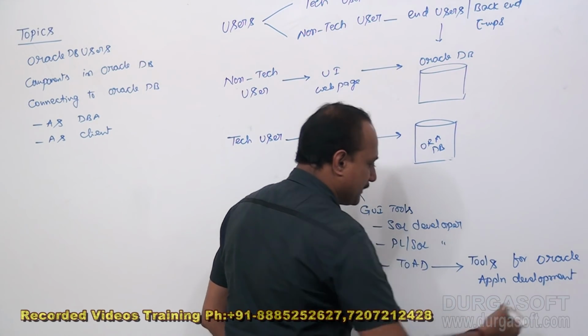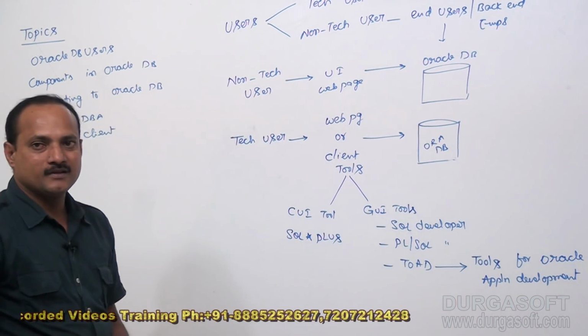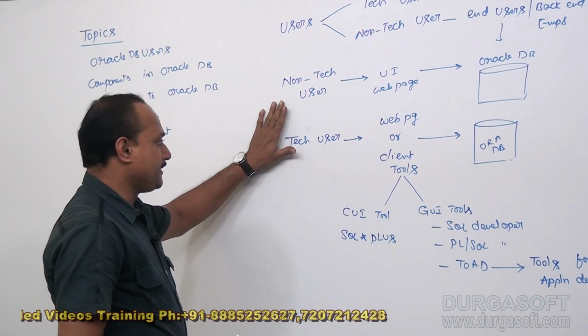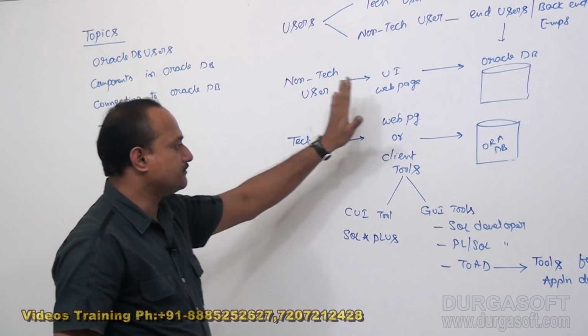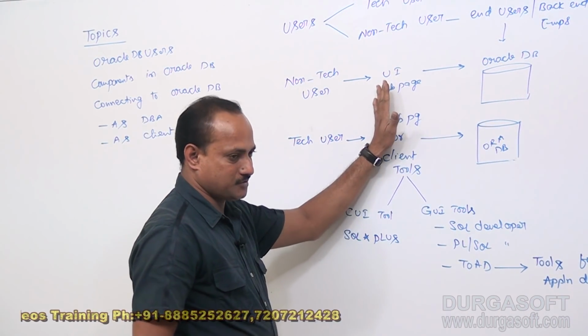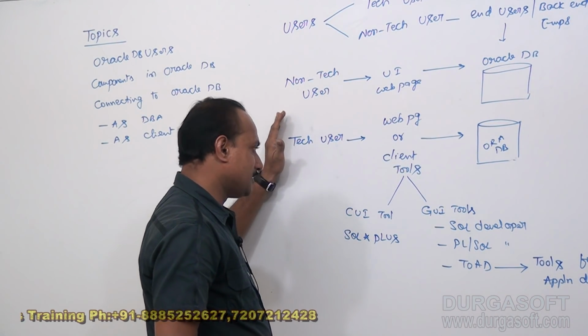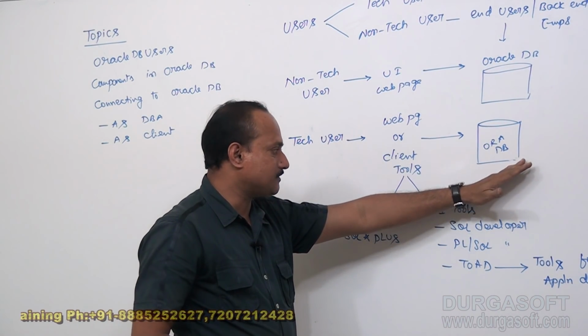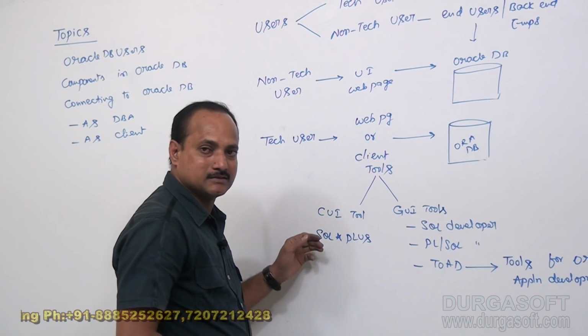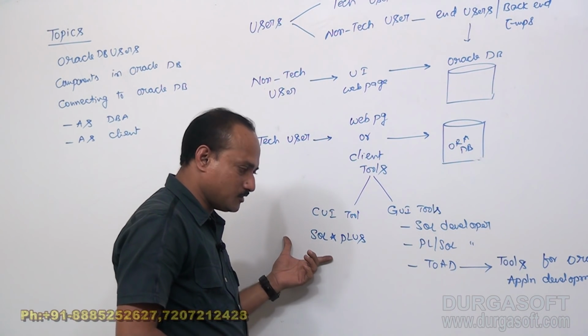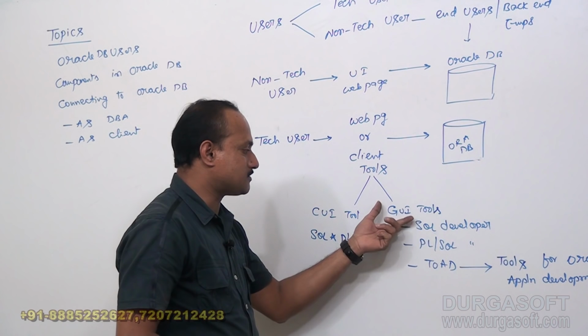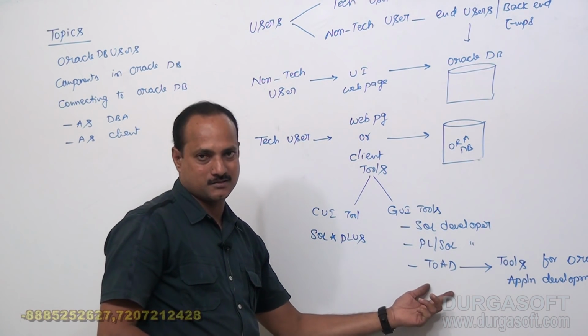Tools for Oracle Application Development. Any user generally communicates with the database by using a web page, but a technical user interacts with the database through client tools. This is the SQL*Plus window, a CUI based tool, and GUI based tools; these are the three tools.